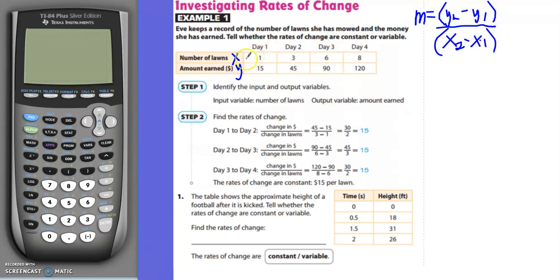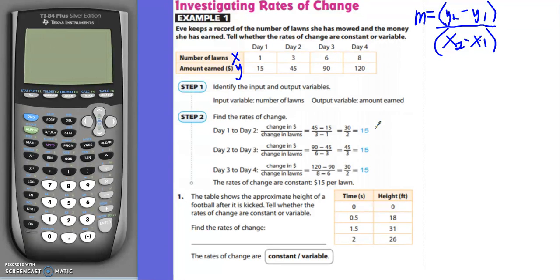Okay, so if we do the difference between day 1 and day 2, we can call this our y2 and this is our y1. 45 minus 15 is 30. This is our x2, 3, and this is our x1, 1. 3 minus 1 is 2. 30 divided by 2 is 15. Then we do it between day 2 and 3. 90 minus 45 is 45. 6 minus 3 is 3. 45 divided by 3 is 15. And if we do it from day 3 to day 4, 120 minus 90 is 30. 8 minus 6 is 2. 30 divided by 2 is 15.